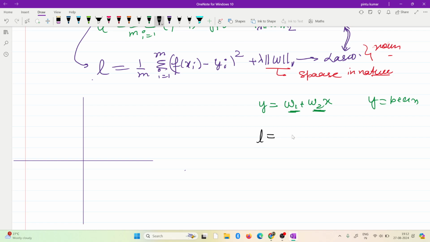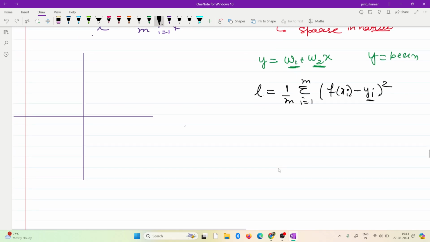So the loss right now would be given by something like 1 by m, sum over i equals 1 to m, of (f of xi minus yi) squared, right? Now these yi's are sort of fixed. Let's say these yi's are fixed.